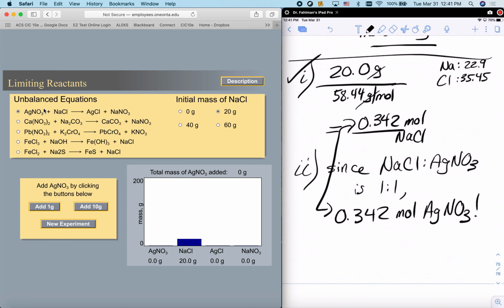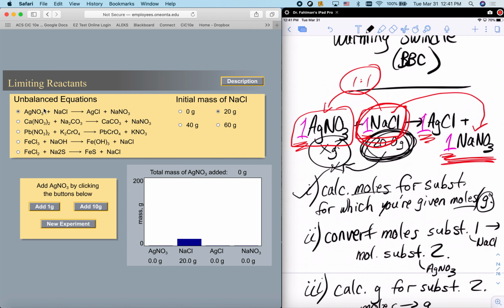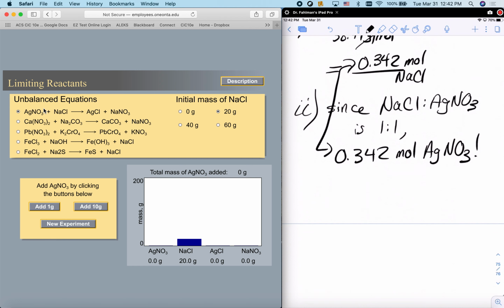If it were 1-to-2, let's say there was a 2 here, then we'd have to multiply by 2, because you're saying that there are 2 times the number of moles of silver nitrate. And on the flip side, if this were a 2, then you'd have to divide by it, because the silver nitrate only has half of what this does. This is twice the number in that case, so then you would divide. So you just have to look at those numbers and convert.